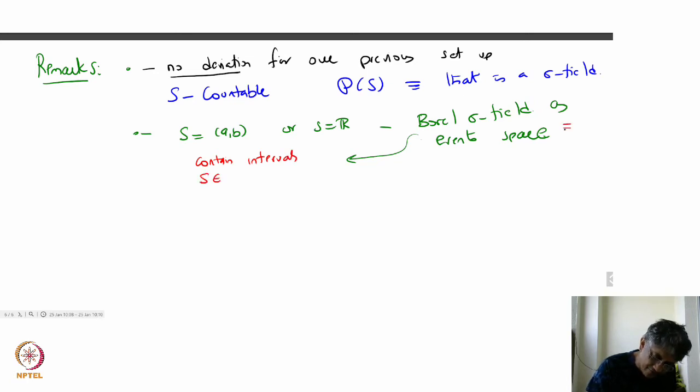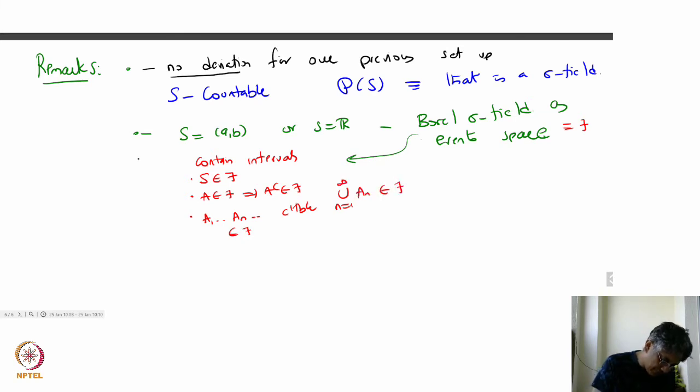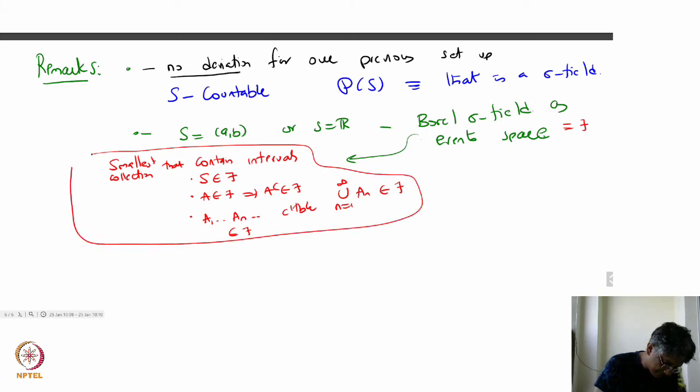S will be, let's call this F. S will be there. One rule is, if A is in F, then A complement is in F. And if A1, A2, ..., AN are a countable collection of events in F, then the countable union is in F. So what we'll do is take the smallest collection that has this. That's what we mean by the Borel sigma field. It has these 3 rules, 1, 2, and 3.